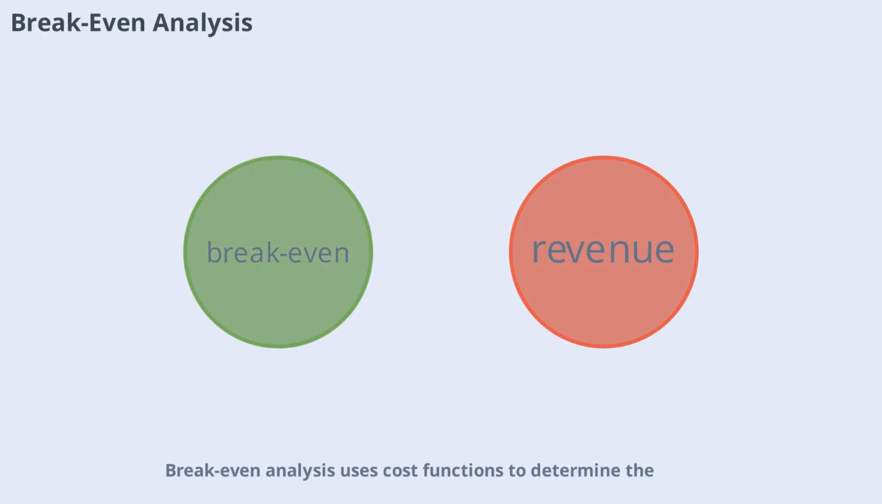Break-even analysis uses cost functions to determine the production level at which total revenue equals total cost. At this point, a business neither makes a profit nor incurs a loss. Knowing the break-even point helps firms set sales targets and make informed decisions about pricing and production.